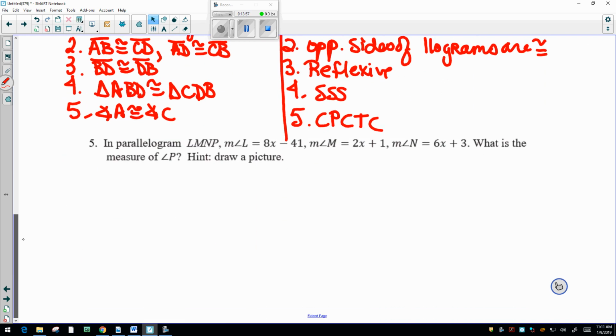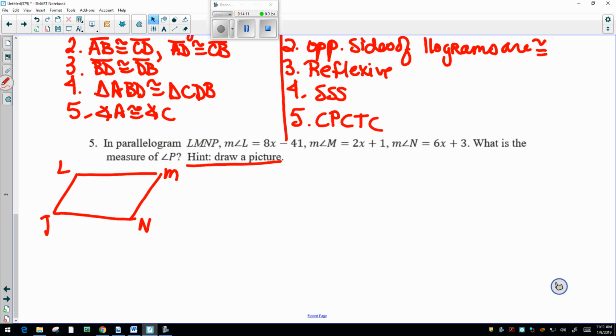And our last question doesn't give us a picture, but notice the hint, draw a picture. It says we have a parallelogram. So I'm going to give myself a picture, I'm going to label it, and I'm going to go in either a clockwise or a counterclockwise motion. I'm not going to zigzag around. So I have a parallelogram LMNP. We know what angle L is, and I know what angle M is, and I know what angle N is, and it says what's the measure of P?